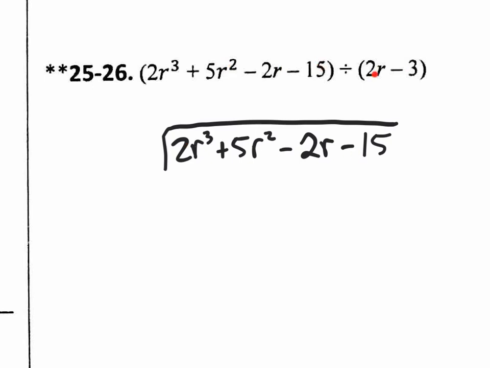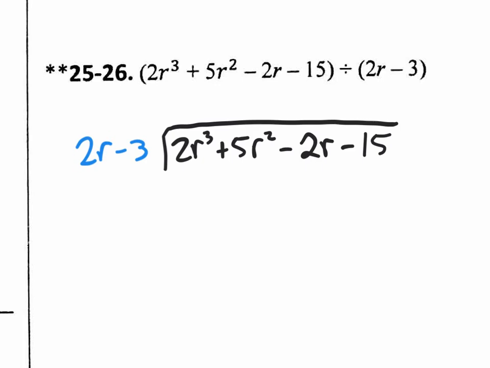All right, so now this divisor, this binomial, it's not that nice. We're going to put it out here. We're dividing by that binomial, 2r minus 3. And again, just like long division in the 5th grade, you don't think of like 8,557 divided by 21. You don't think of the whole thing. You just look at the first number 8 and the first number 2.